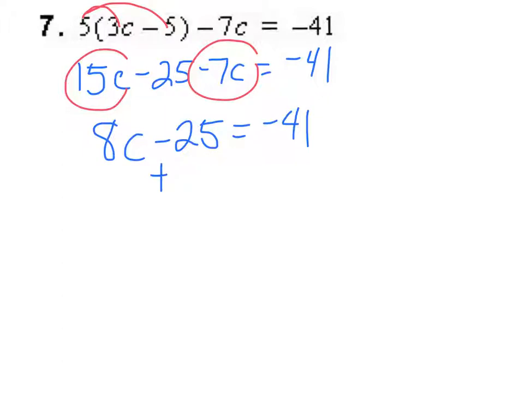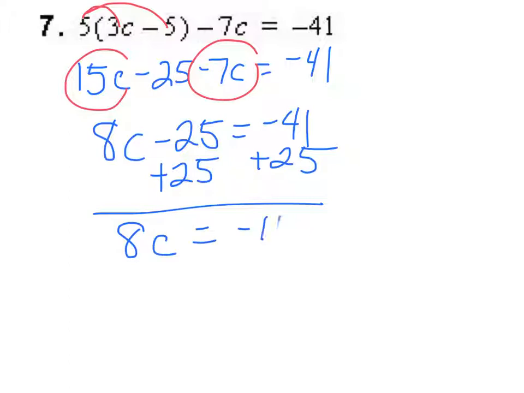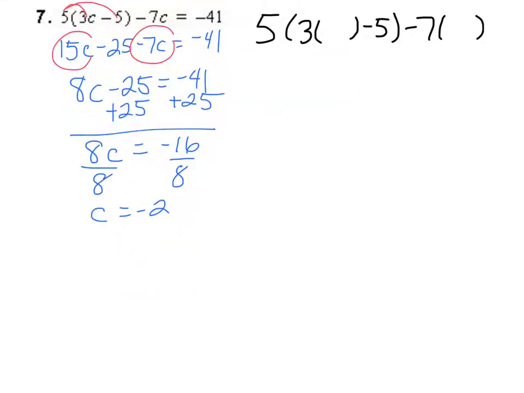Then undo minus 25. I'm going to add 25 to both sides of the equation. And I get 8c is negative 16. Divide by 8. And c is negative 2. Once again, when we check, we want to replace c in my original equation with what I found it to be, negative 2.